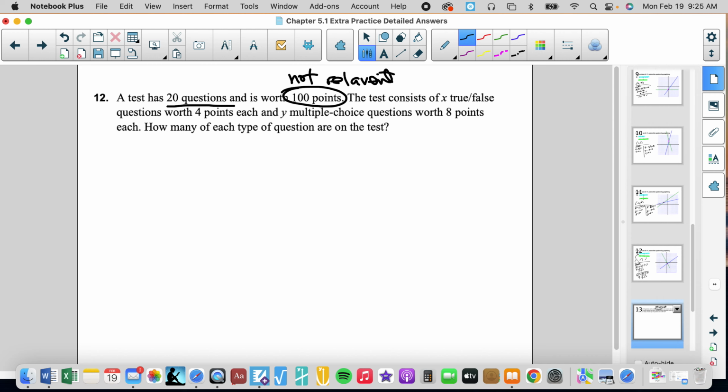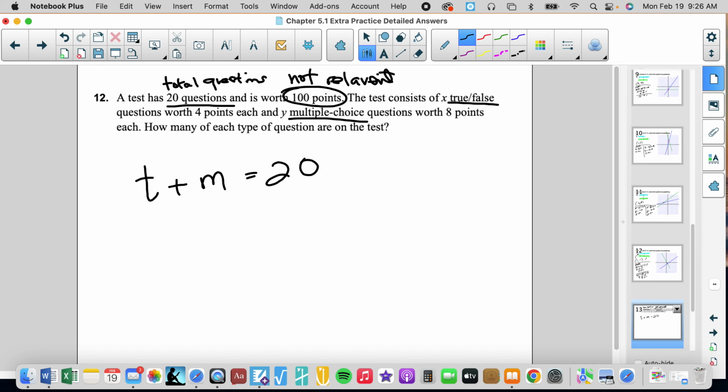This is important. There are 20 questions of multiple choice questions and true and false questions. So I have X number of true and false questions. I have Y number of multiple choice questions. And I know how many total questions I have. So if I add X plus Y, or T plus M, T is the number of true and false, M is the number of multiple choice questions, if I add those up, it must equal 20.